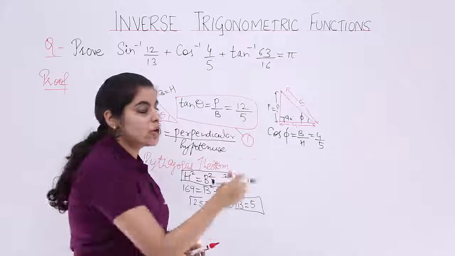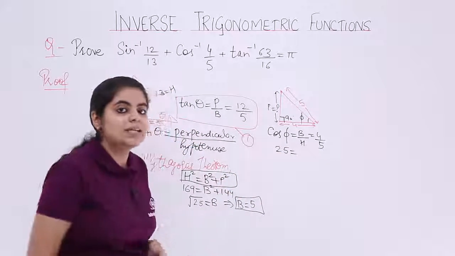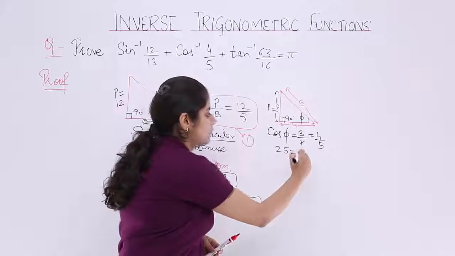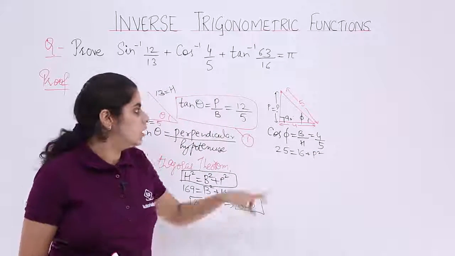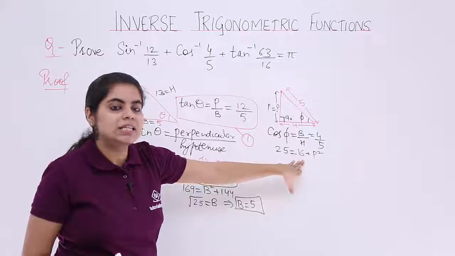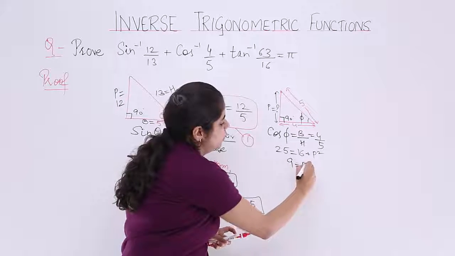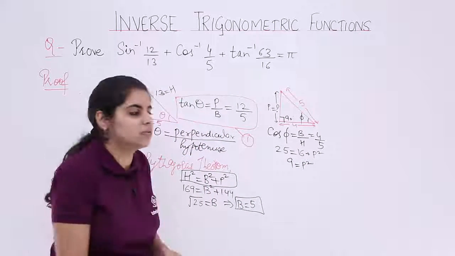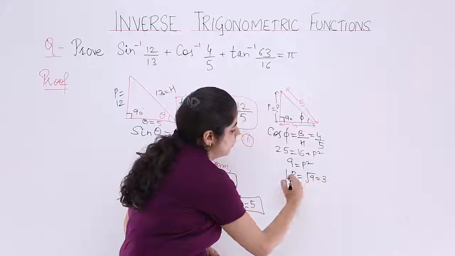You put the values. What is hypotenuse square? It is 25. What is base square? B square. That means 4 square is 16 plus perpendicular square. Do I know the value of perpendicular? No, I don't. I need to find it out, right? So it is 25 minus 16, that is 9. 9 is equal to p square, but I don't need p square. I rather need the value of perpendicular, p. So p is root 9, which is 3.